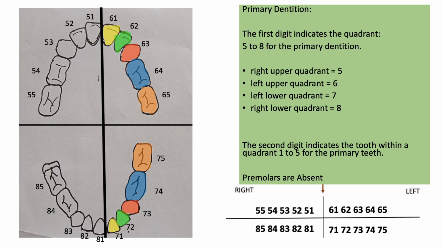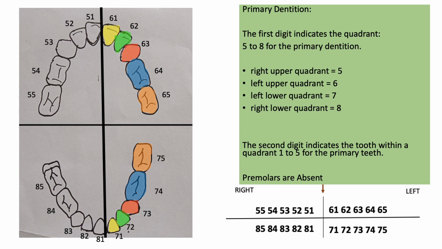And in the diagrammatic representation also, we can see that it is numbered from 5-1 to 5-5, 6-1 to 6-5, 7-1 to 7-5, and 8-1 to 8-5. So for example, if we say 6-3, it will be the upper left canine. And if we say 7-5, it is representing the lower left second molar. That is how a primary dentition is written by using the FDI system.